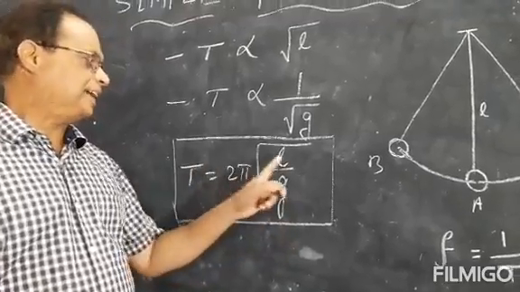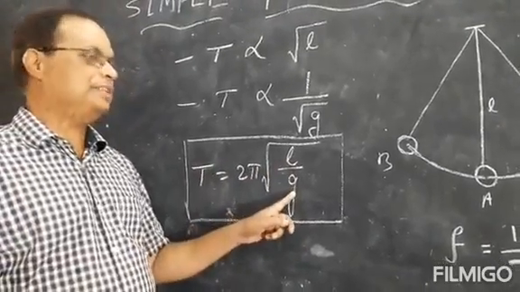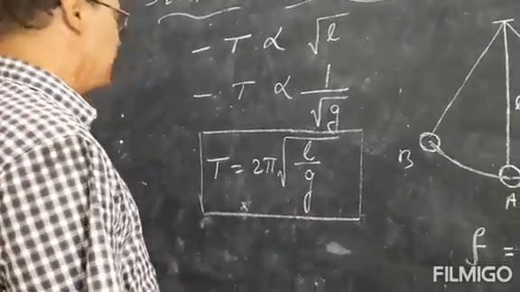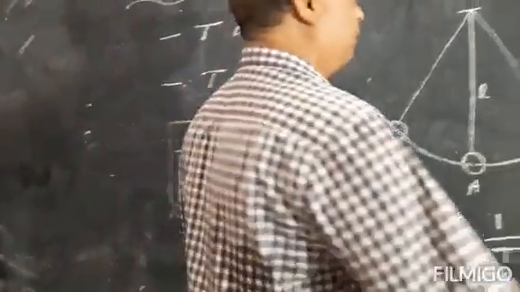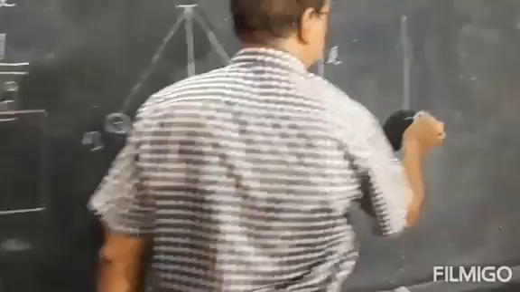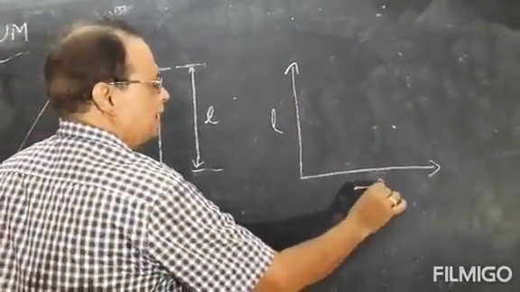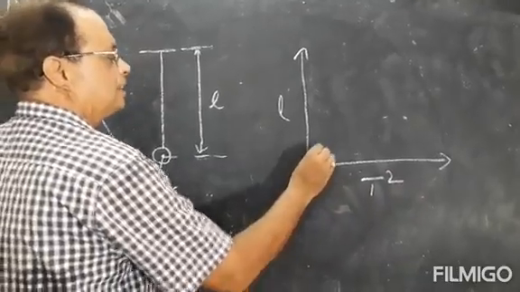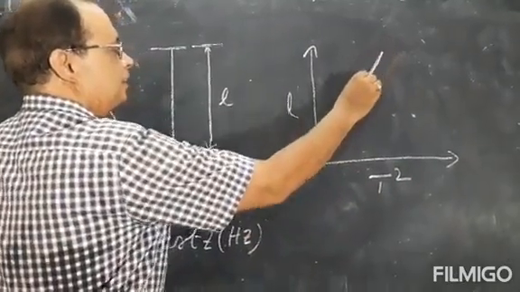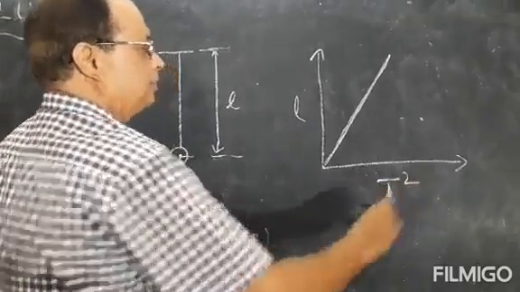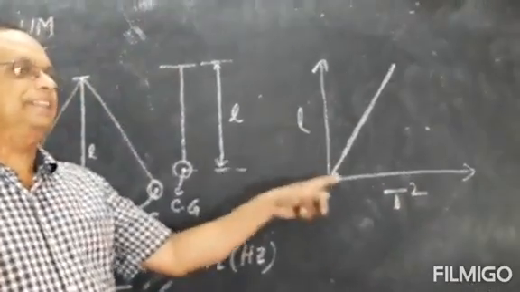So time period is directly proportional to length, and inversely proportional to gravity. Now if you plot a graph of L versus T square, this is L, this is T square. The nature of the graph will be a straight line, like this.